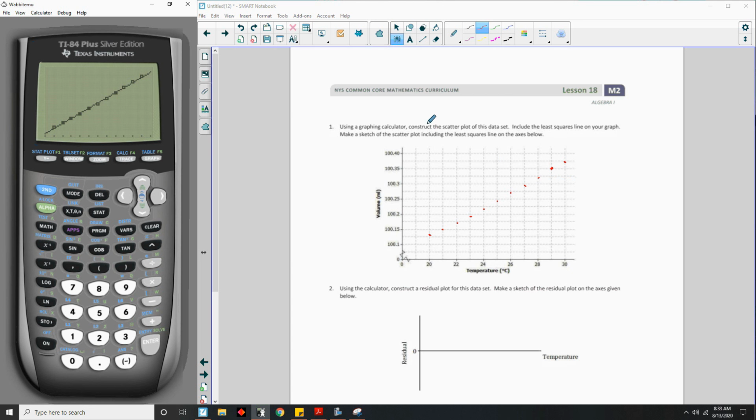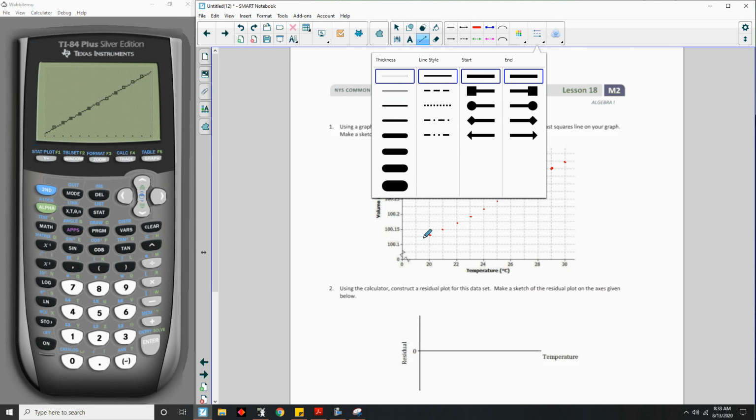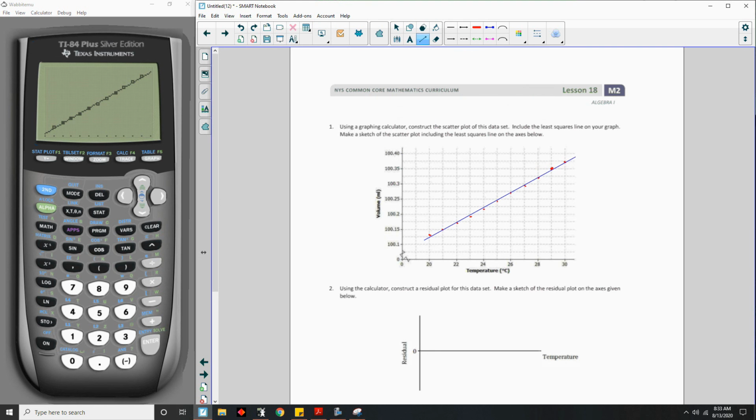It says, using the graphing calculator, construct a scatter plot of this data set. Include the least squares line on your graph. So now we're going to put a least squares line there. I will use a different color so we can see it, and I'll make it thin so it's not covering it. So our least squares line, I may have to move this. I'm just trying to copy this here. It went just a little below that top line. So I'd say maybe like right there. And it went just a little below the bottom one. Okay, so there it is. There's our graph, there's our least squares line.